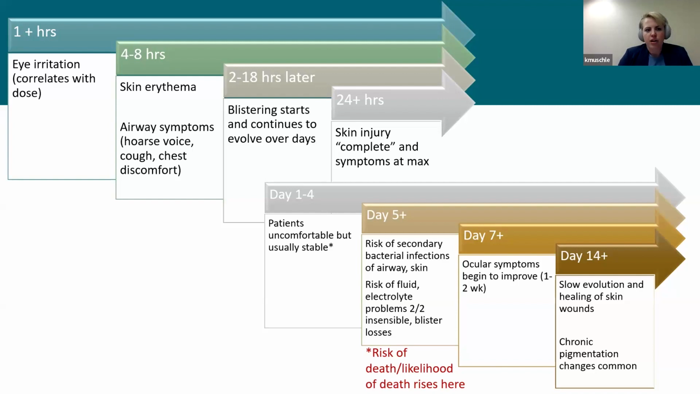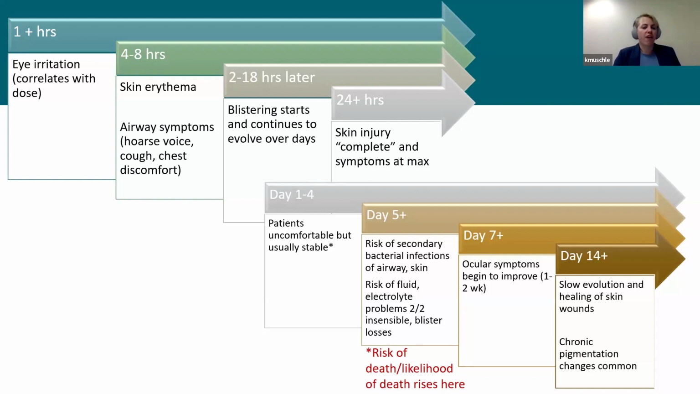2 to 18 hours after exposure, the skin blistering starts, and it evolves slowly over days. And it usually continues to worsen over that time. Most of the skin injury is complete at the 24-ish hour mark after exposure, and overall symptomatology, so ocular damage, airway damage, skin damage, is going to be at its peak. And from that point, patients are generally stable. They don't usually need a lot of aggressive TLC. There's nothing we can do to decon or to treat further at this point. And so, watch and wait.